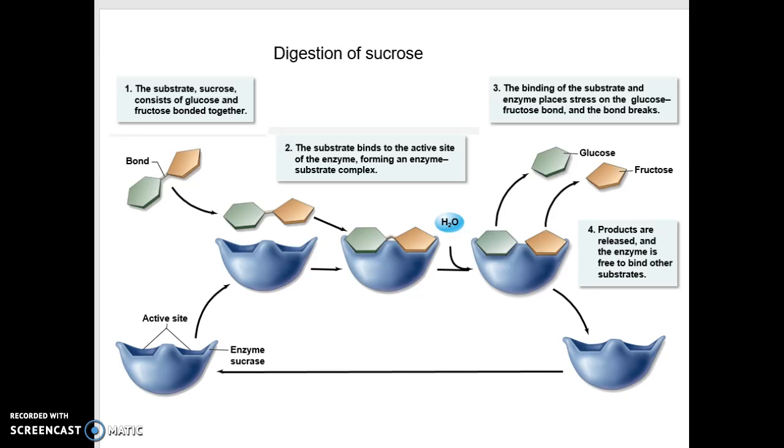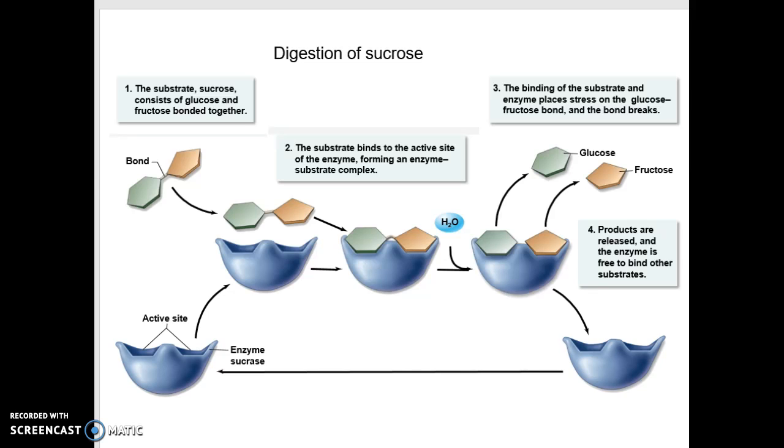Those are small enough to enter the cell, and they get converted into ATP. But that enzyme, that blue-shaped bowl thing, literally just slides back to the beginning, picks up another piece of sucrose, goes through the pathway again. It's breaking the sucrose apart. So the nature of the enzyme is to work with a specific substrate. It will accelerate the rate of reaction.